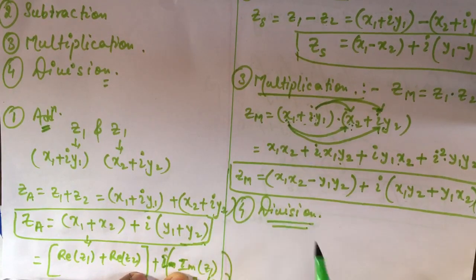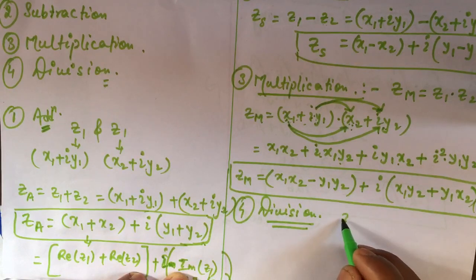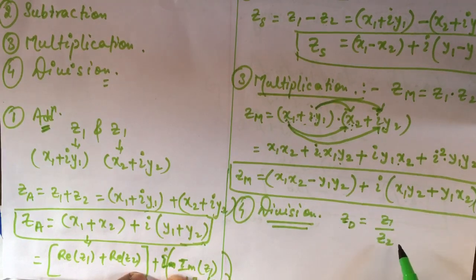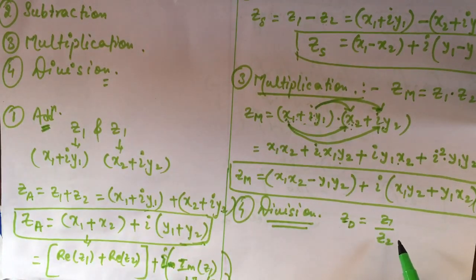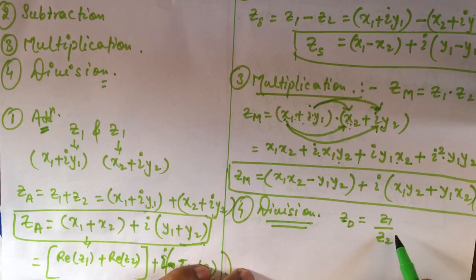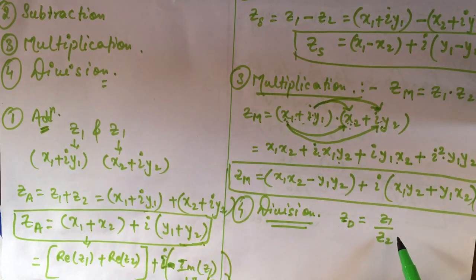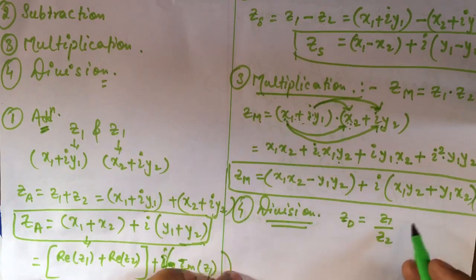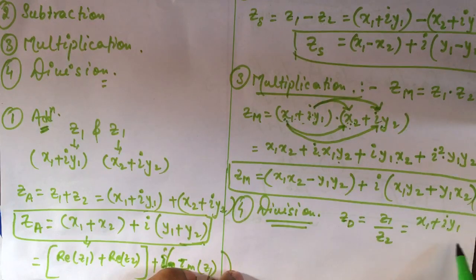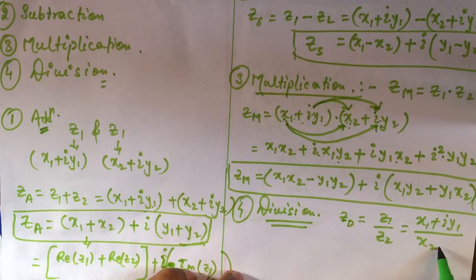Division. So division is what? Suppose we write Z_D, and this one is Z1 by Z2. Here again the order is a matter of concern: Z1 by Z2 is different, but Z2 by Z1 is also different. So Z1 by Z2 is what? x1 plus iy1 divided by x2 plus iy2.